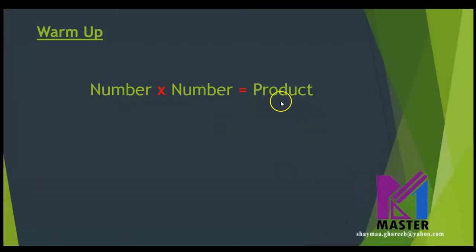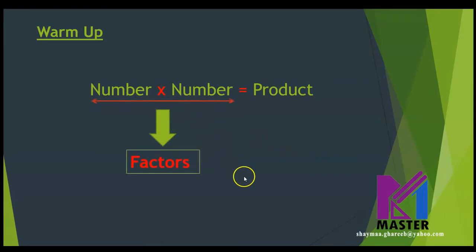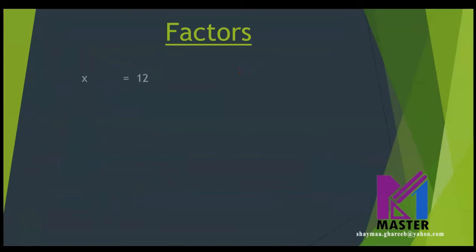To get the product, we have to multiply a number by another number. Is this clear? These two numbers are called factors of this product. So the numbers that we multiply together to get a product are called factors. Is this clear? Let's see.